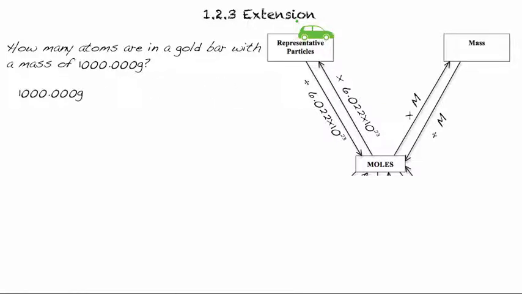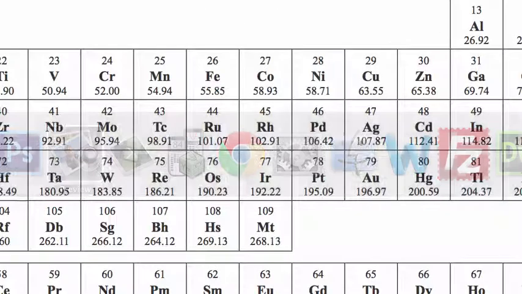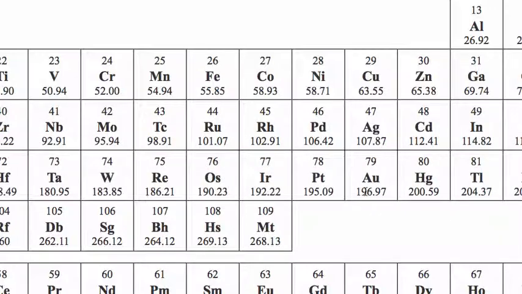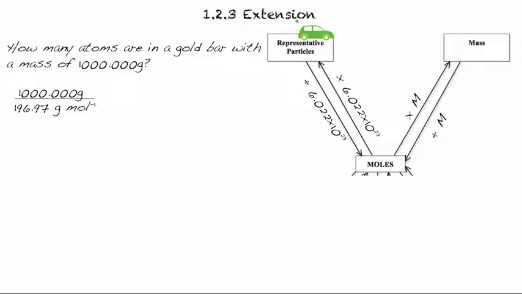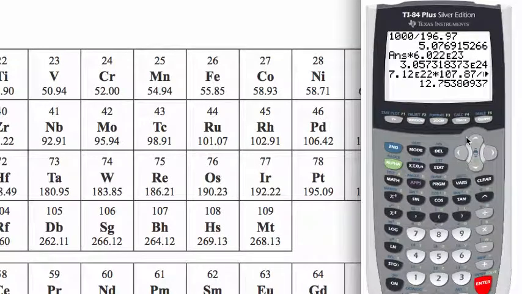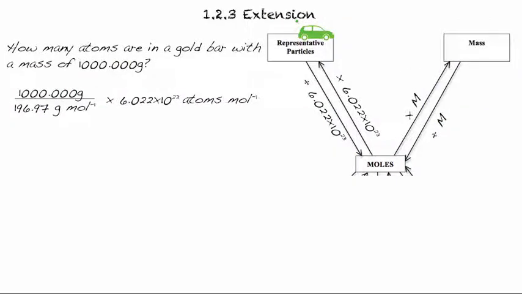So we start off with our 1,000 grams. We divide by the molar mass, which we take from over here. Gold has a molar mass of 196.97 grams per mole. Then we multiply by Avogadro's number. When we type it in our calculator, 1,000 divided by 196.97 and then times 6.022 times 10 to the 23, we get 3.057 times 10 to the 24 atoms. So that's how many atoms there are in a 1,000 gram, or 1 kilogram, bar of gold.